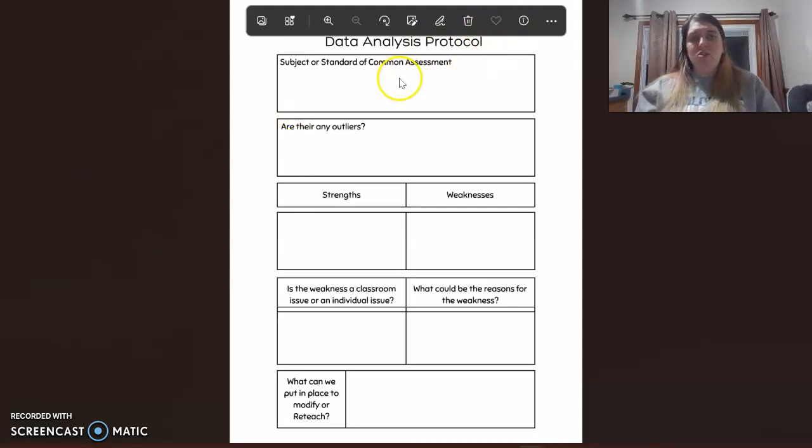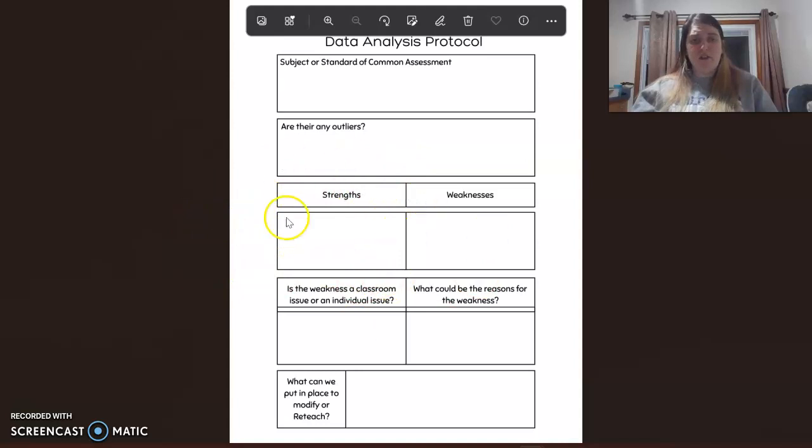So, subject, standard, and common assessment. We would assume that they're going to look at one piece of data at a time. Are there any outliers? We want to look at that first. We want to know what data we should not be including.